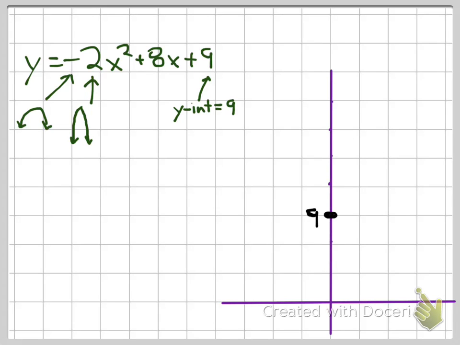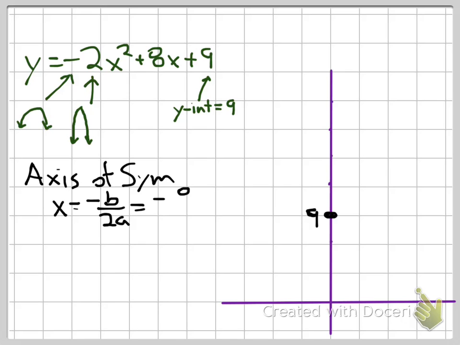So start with the vertex. I need to find the axis of symmetry. So we do x equals negative b over 2a. I do negative 8 over 2 times negative 2. That gives me negative 8 over negative 4, which is just 2. So I have an axis of symmetry at 2.